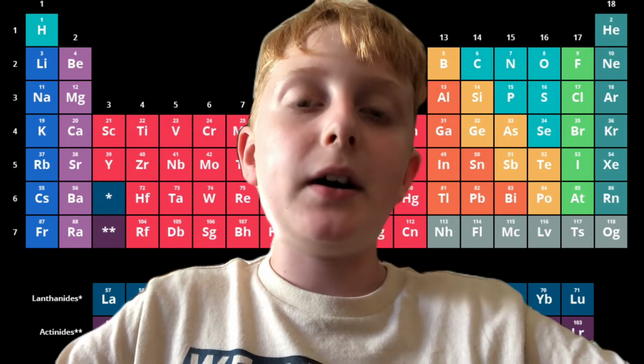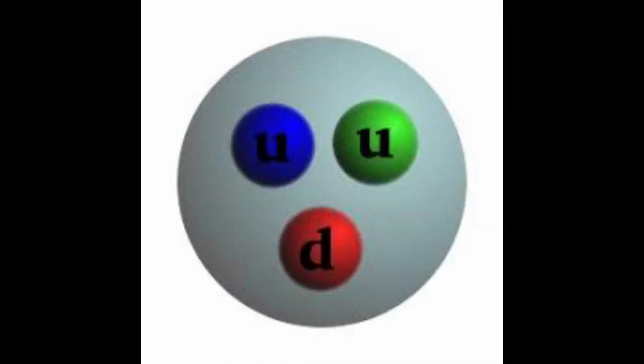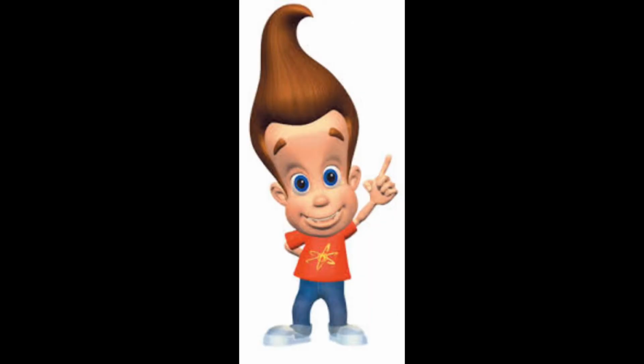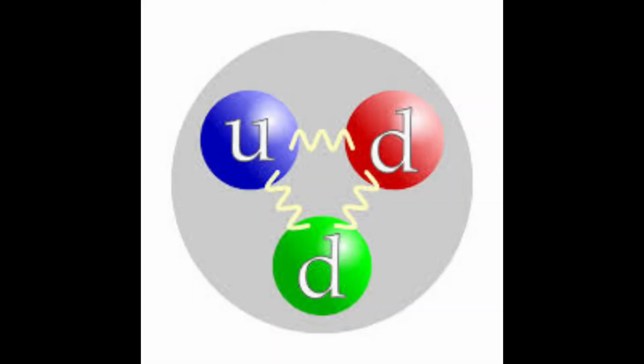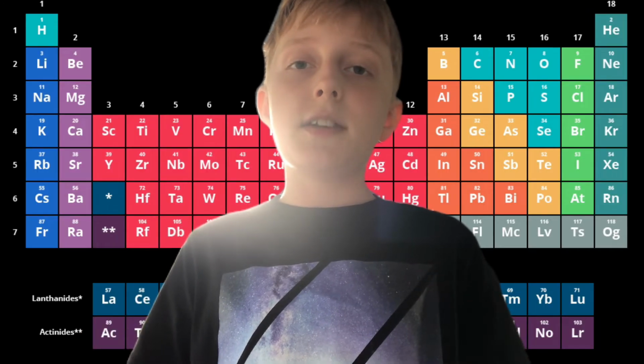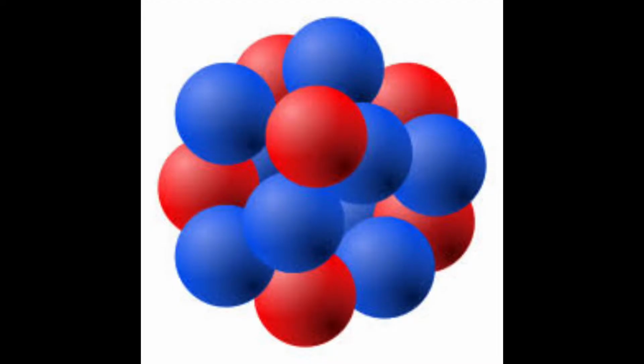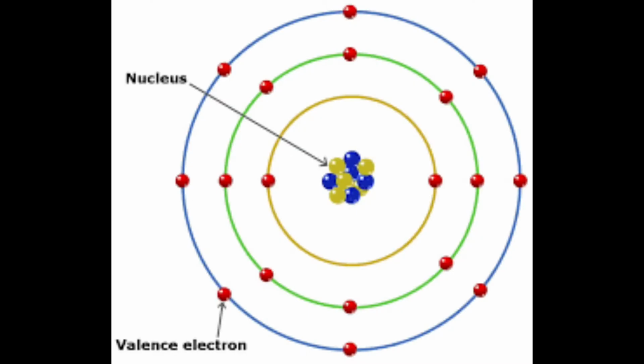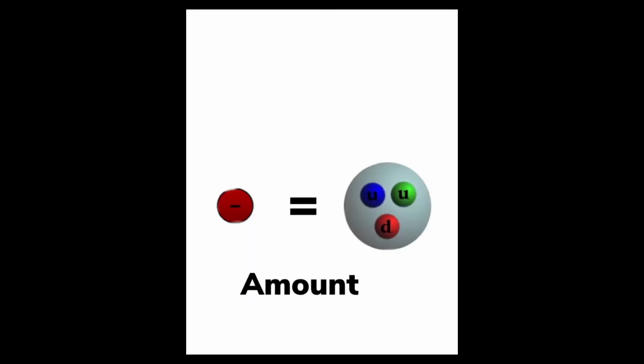Let's first start with how elements are made. Elements are made of atoms, which are made of protons and neutrons. No, not that neutron. There we go. Anyway, all those protons and neutrons together make what is called a nucleus. The nucleus attracts electrons into its orbit with its negative and positive energy, like this. The amount of electrons there are in an element depends on how many protons are in the nucleus.